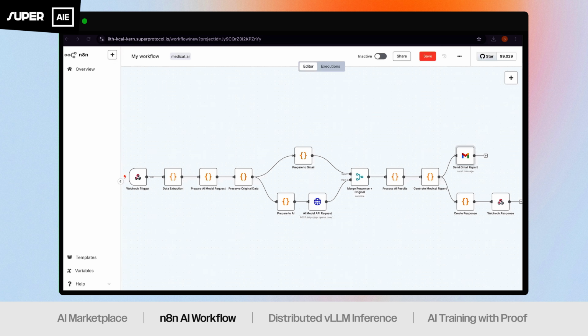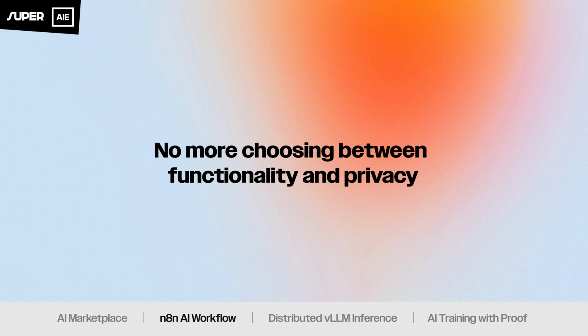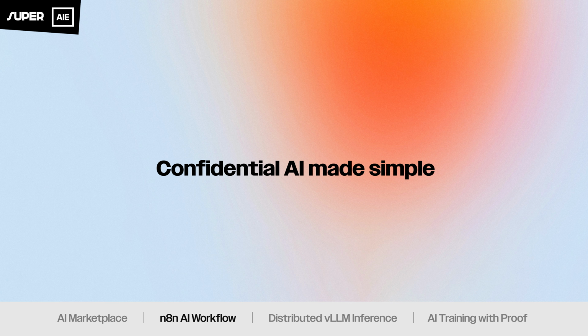To conclude, this solution easily adapts to other use cases: CT scans, MRIs, ECGs, and even lab tests in minutes. With N8N's Visual Builder, secured by Super Protocol's TEEs. No more choosing between functionality and privacy. Confidential AI made simple.